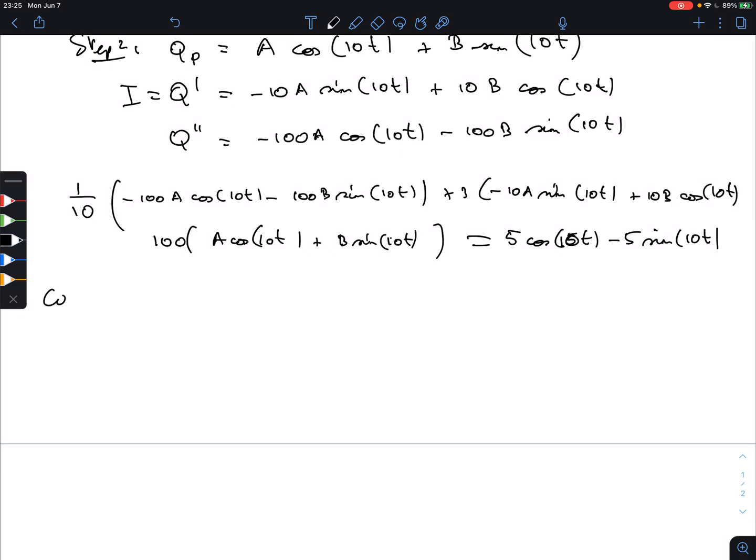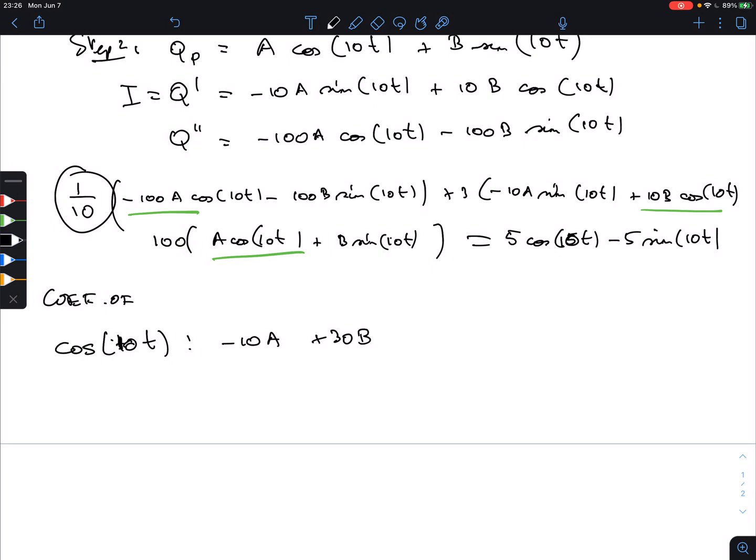So what is the coefficient of cosine 10t? These are the only two terms that are involved here. So what are the coefficients? That's the green things, right? We have this one here, this one here, and this one here, okay? So let's get it. Be careful, there are always some numbers in front here. So 1/10 minus 100, so it's minus 10a. This would be plus 30b.